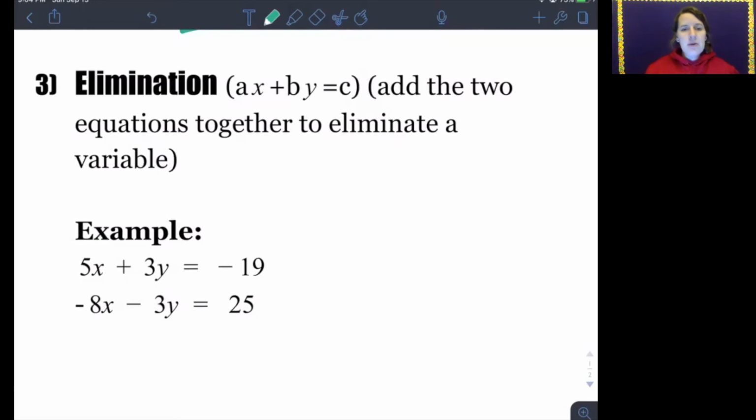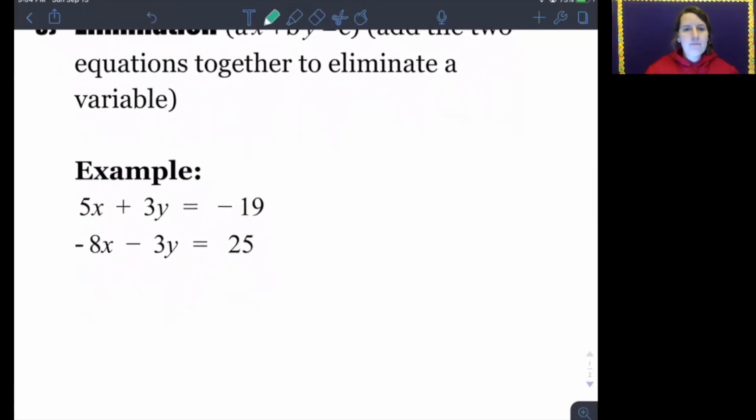So these two equations are already in standard form. So we have 5x plus 3y equals negative 19, negative 8x minus 3y equals 25. So here we want to try to eliminate one of our variables by adding our equations together. So if I add these two equations together, 5 plus negative 8x is going to give me negative 3x because 5 plus negative 8 is negative 3.